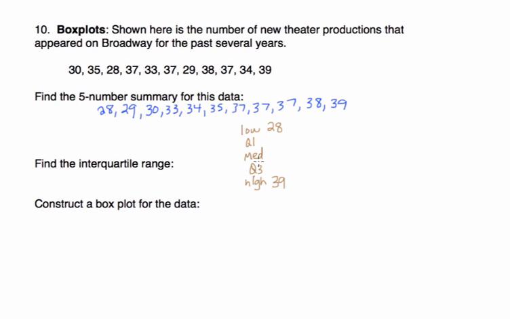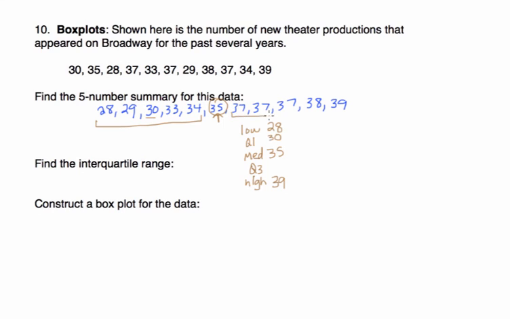And then next I do the median. So the median I just count until I find the middle number. The middle number here is 35, so that's my median. So then Q1, that's your bottom quarter of your data. So you find the median of the bottom half. So here's my bottom half. The middle number is 30, so my Q1 will be 30.